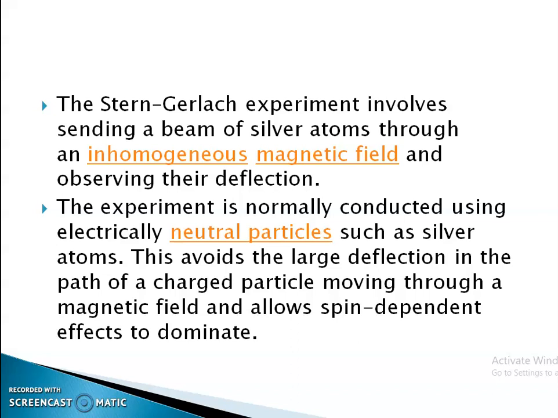But here, silver has a 5s unpaired electron, and here s corresponds to l, that is, orbital angular momentum equal to 0. But since the last electron is unpaired, its spin gives a magnetic moment. And since the last unpaired electron has a spin and the orbital angular momentum is 0, we can solely study only the spin angular momentum here. Thus, silver is selected for this experiment.